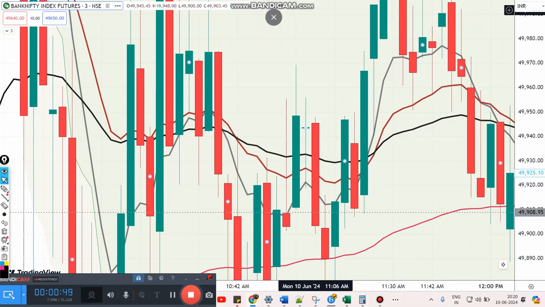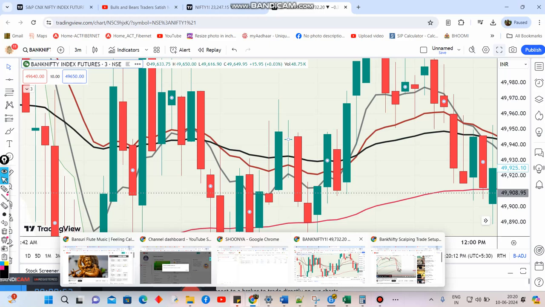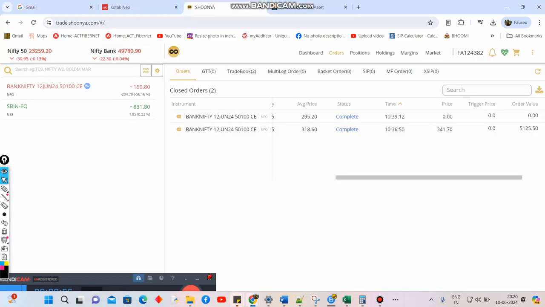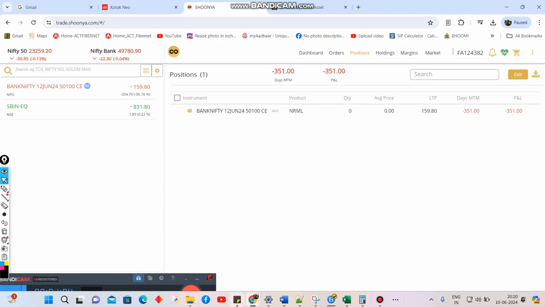So I had to exit my trade. Forcibly exited my trade. So I made a loss actually. In 3 minutes I was in loss, so I exited my trade. I was in a loss of 351 rupees today. This is a big loss compared to my profits.